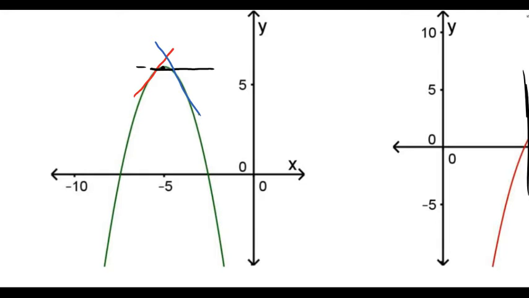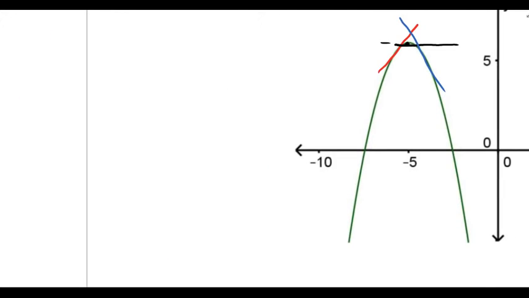So if I have a point on a curve where the slope of the tangent, the instantaneous rate of change, is 0, it is either a local maximum or a local minimum, right? A local minimum would have a slope of 0 as well.